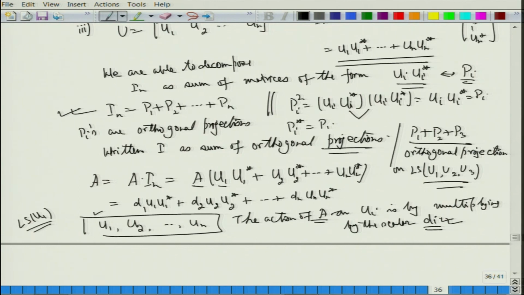We will look at this again when we come to Hermitian matrix. We will add something extra to these ideas.